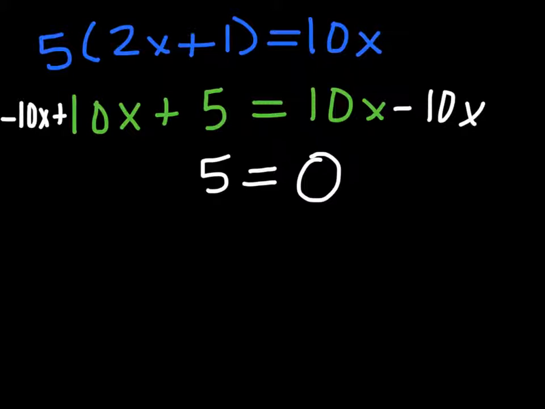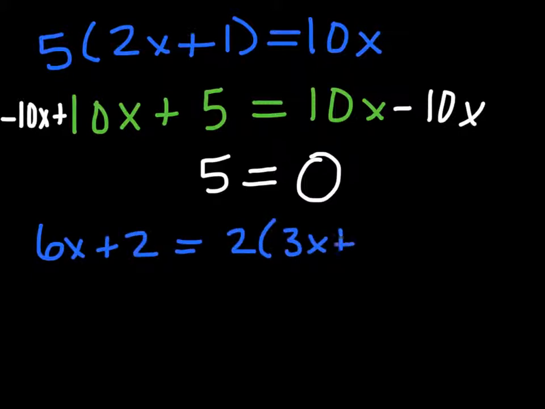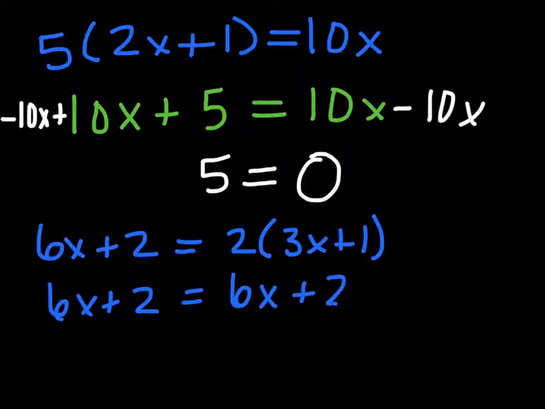Now let's look at an equation where all numbers can be the solution. 6x plus 2 equals 2 times 3x plus 1. First, we distribute, giving us 6x plus 2. Wait a second. These two are already equal. So no matter what value we place in for x, the statement will always be true. This equation has every number as a possible solution.